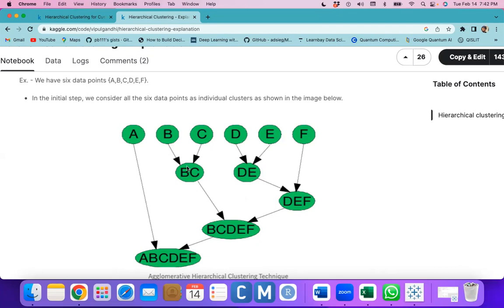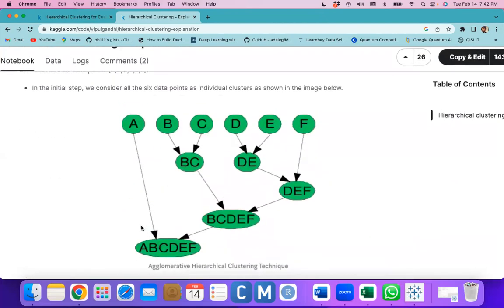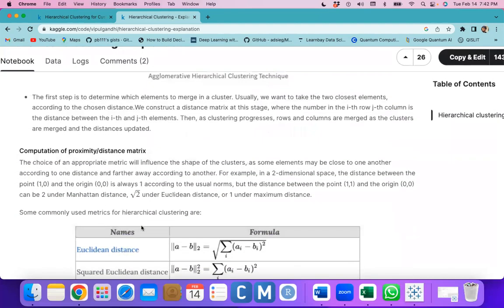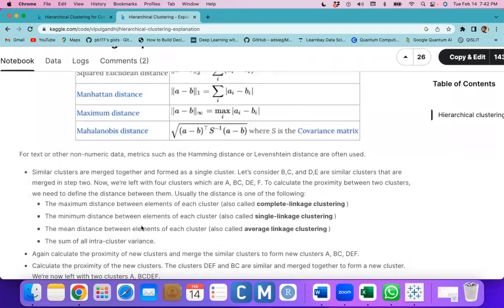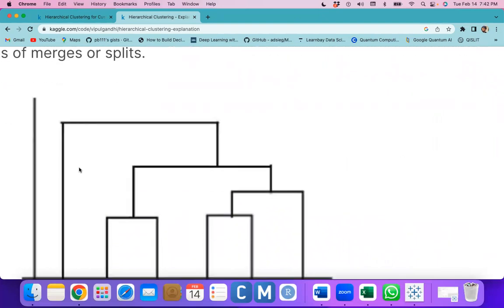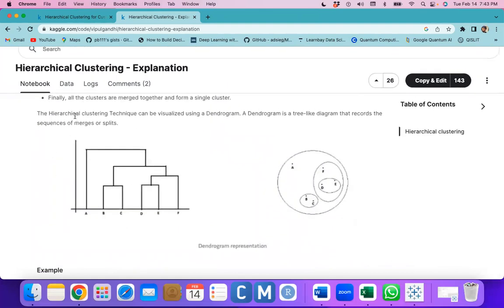Divisive is the reverse of this: all are one group, and it is divided or split into different clusters. That is the divisive approach. Clear? Now look at this graph. This is what we call a dendrogram. Hierarchical clustering works based upon the dendrogram. The dendrogram is a tree-like diagram that records the sequence of merging or splitting of clusters.